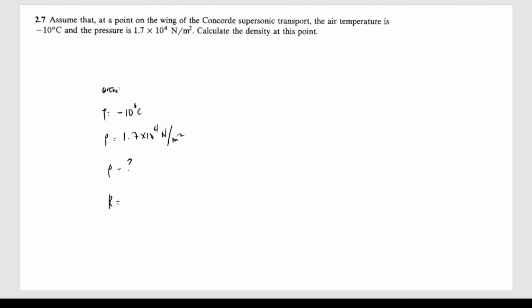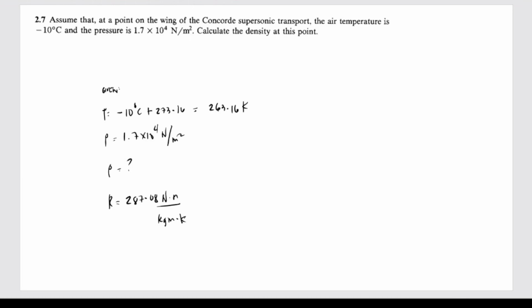Next naman is yung air, no? Kasi point on the wing. So, ang fluid mo dyan is air. So, with the given units, 287.08 Newton meter per kilogram mass Kelvin ang gagamitin natin. So, kailangan natin i-convert ito into absolute units of temperature. So, 273.16, and that is equal to 263. So, negative 10 degrees Celsius, that is 263.16 Kelvin.